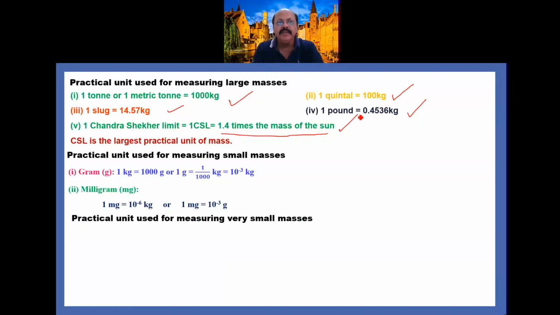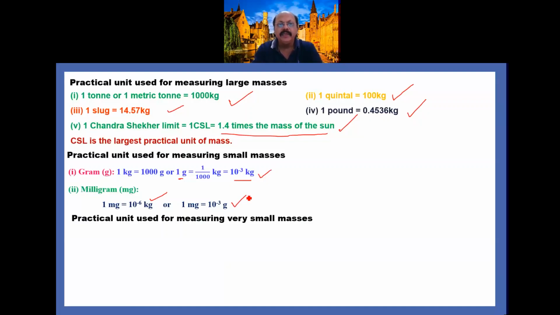Now practical units used for measuring small masses: 1 gram equal to 10 is power minus 3 kg. Similarly, 1 milligram equal to 10 is power minus 6 kg. That is, 1 milligram equal to 10 is power minus 3 gram.